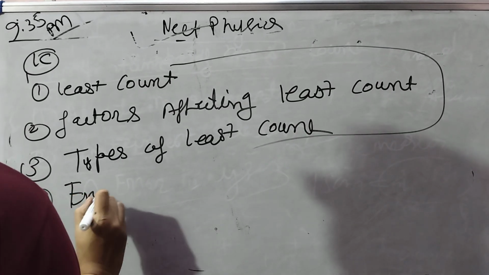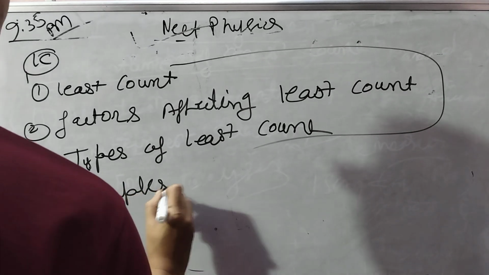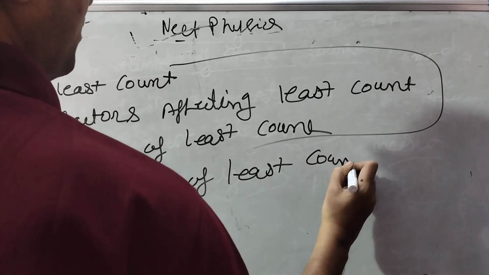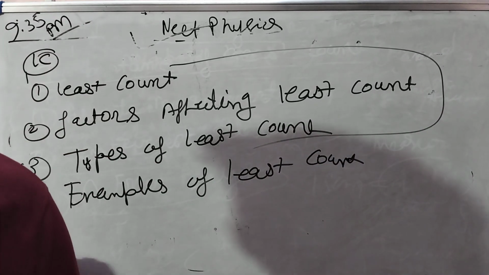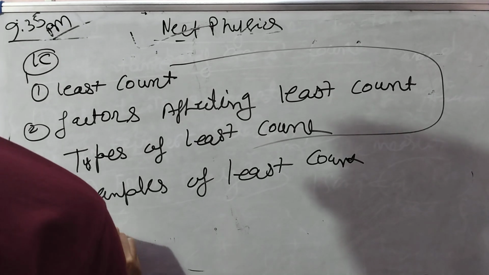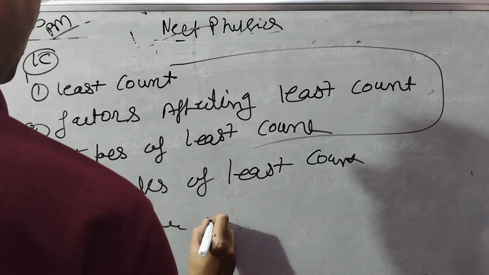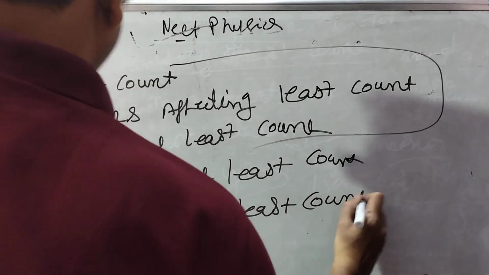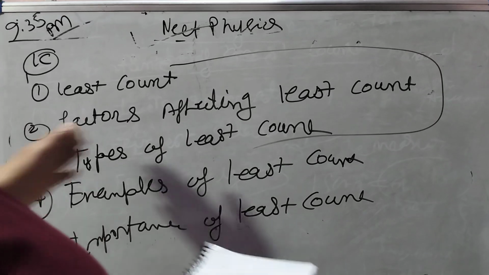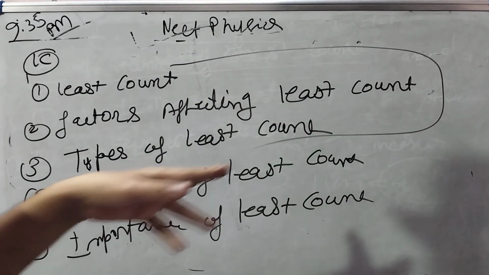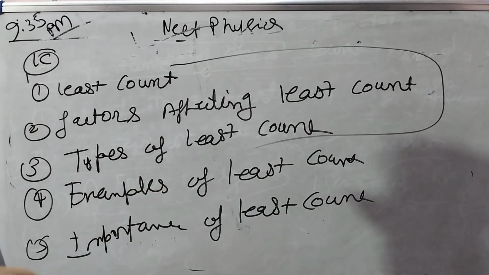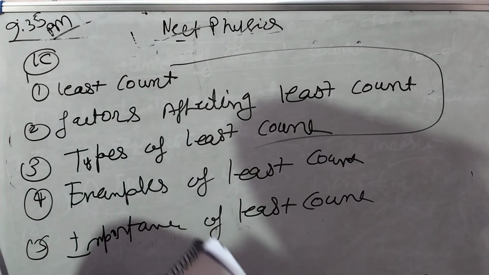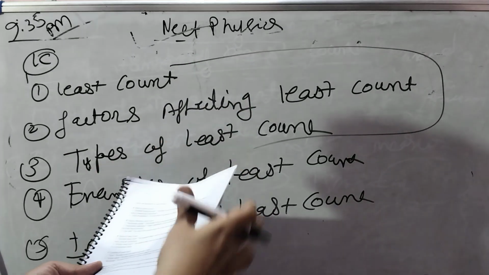Yes, this is also important: examples of least count. Last is importance of least count. So one is least count, second factors affecting least count, third types of least count, fourth examples of least count, fifth importance of least count. Okay, this is the review of today's unit topic, the least count.